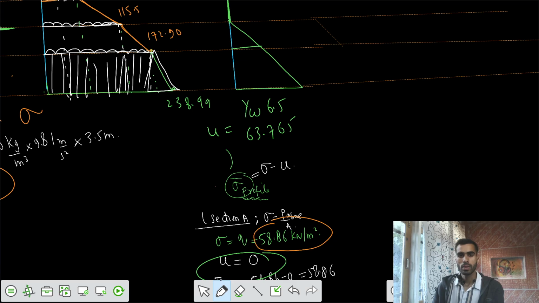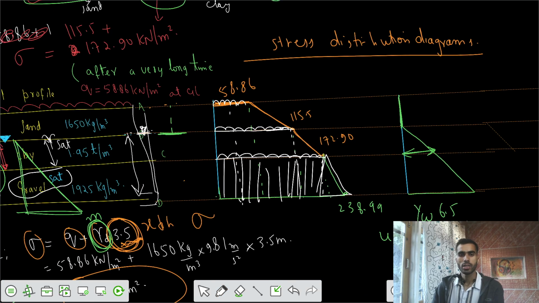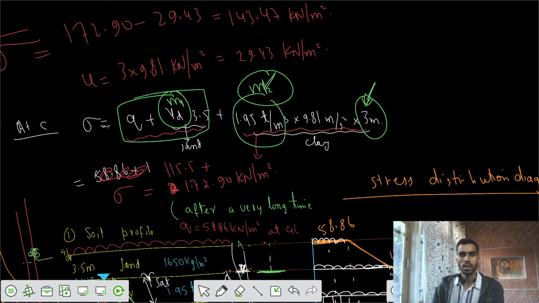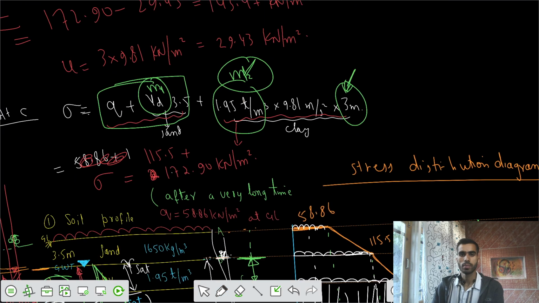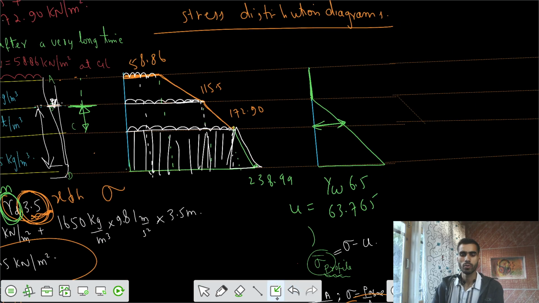And what is the value of pore water pressure at this point? At the section C, your pore water pressure is 3 times 9.81. So that is 3 gamma W, that much height times gamma W, which is 29.43. So this stress is 29.43.